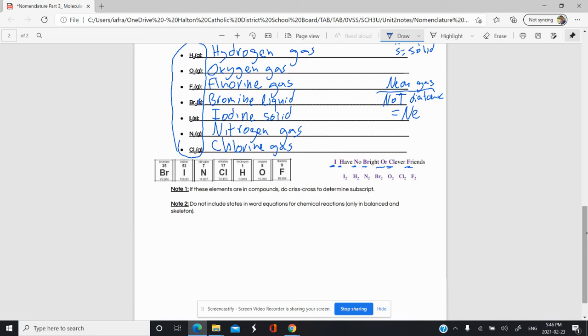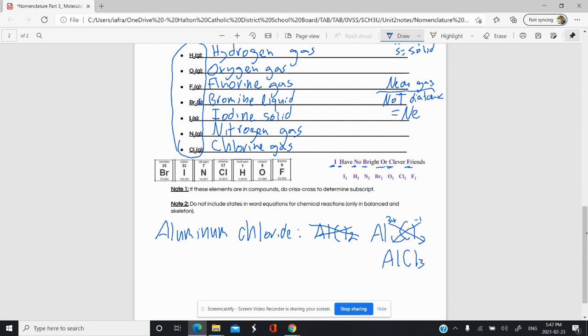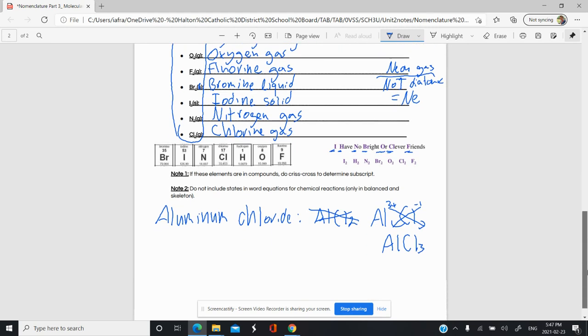Now, a couple notes I do want to mention. If these elements are in compounds, you need to do the crisscross to determine their subscript. For example, if I had aluminum chloride, and you think, oh, well, this needs to be AlCl2 because chlorine is always Cl2. No. Chlorine is Cl2 if it's alone in the atmosphere or not in a compound. If it's in a compound, do your crisscross to find out what the subscript is for that chlorine. So be careful with that. Do not make that mistake. And the same goes for all the other elements up there.